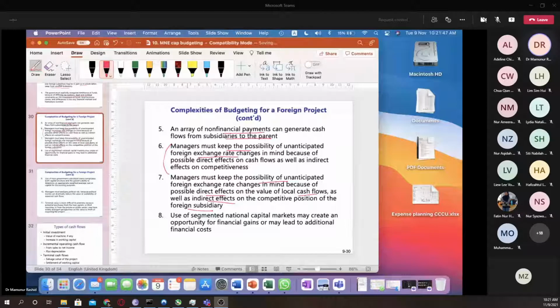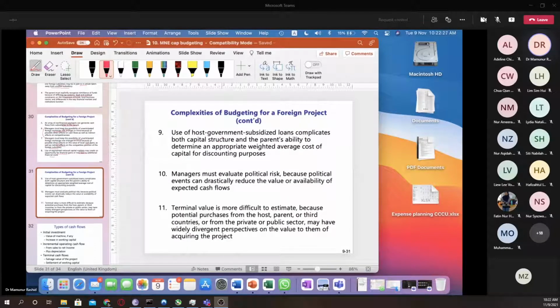Use of segmented national capital markets may create an opportunity for financial gains or may lead to additional financial cost. So which capital market you are working in, and how you're getting money from those capital markets, you need to have a good strategy for that. For example, if you are investing in Brunei, Brunei doesn't have a capital market, so you need to make a decision on which capital market you go to raise funds. Do you go to Singapore, or to Malaysia, Indonesia, Thailand? If you are using a segmented strategy for sourcing your capital from another market, it may increase your financing cost.